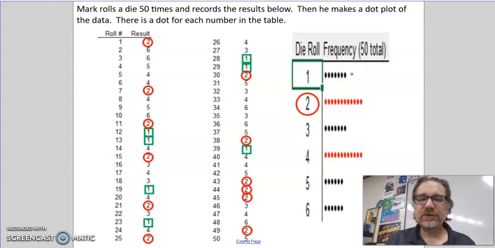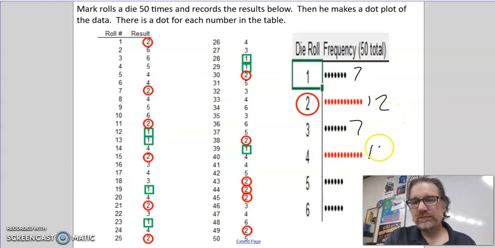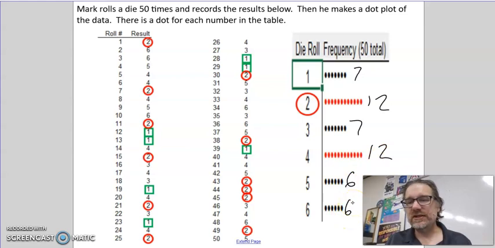For instance, if you count the number of ones, how many times did we get a 1? Well, we got a 1 7 times. 2 showed up 12 times. 3 showed up 7 times. 4 showed up 12 times. 5 showed up 6 times. And 6 showed up 6 times.